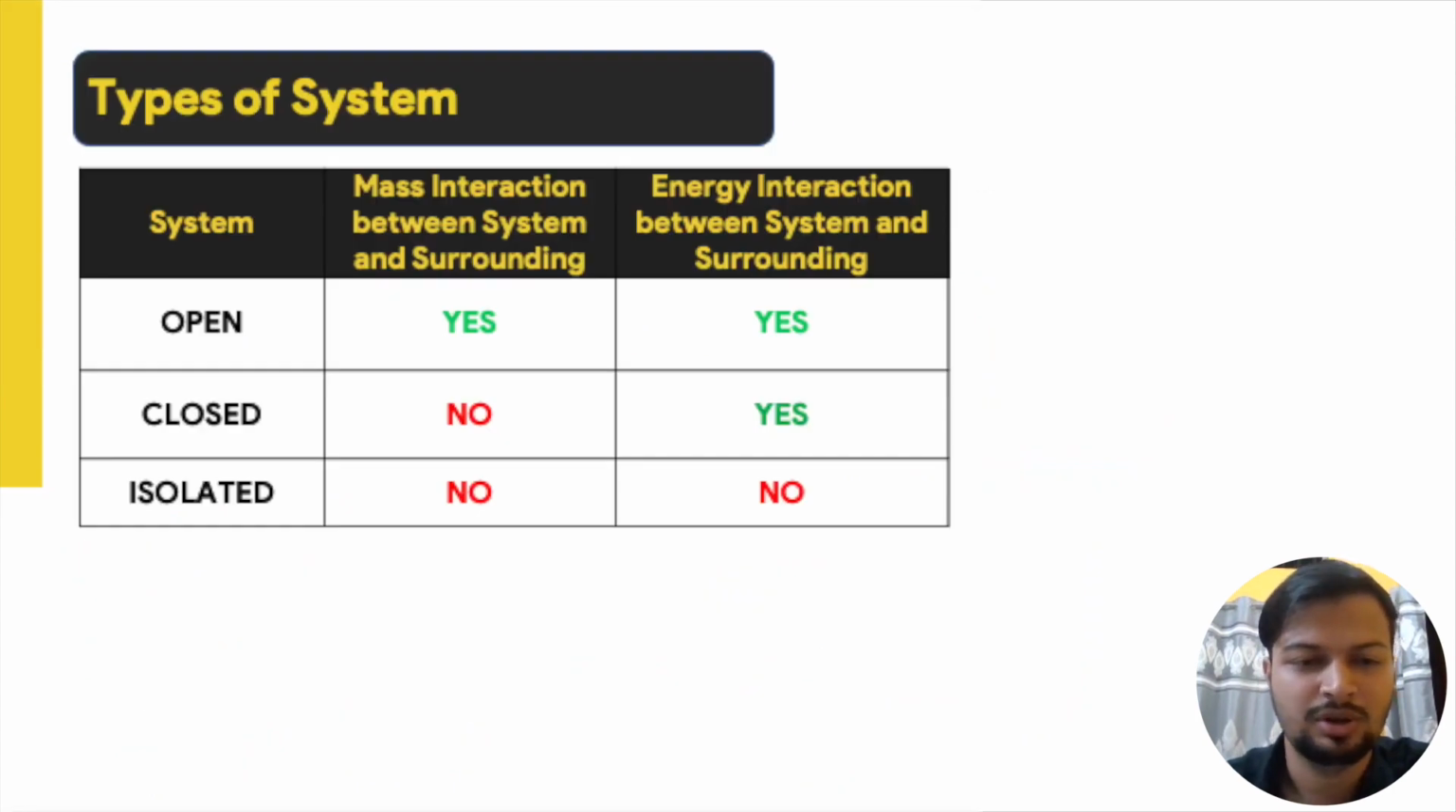I have made a small table which will explain, or which you can remember to answer the questions that can come in GATE. In an open system, mass and energy interaction is allowed. In a closed system, mass interaction is not allowed, but energy interaction is allowed. And in an isolated system, both interactions are prohibited.